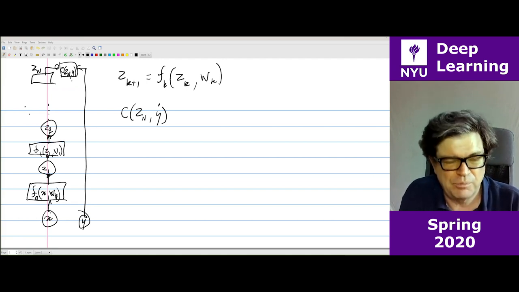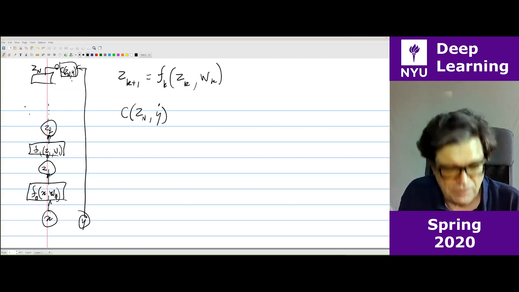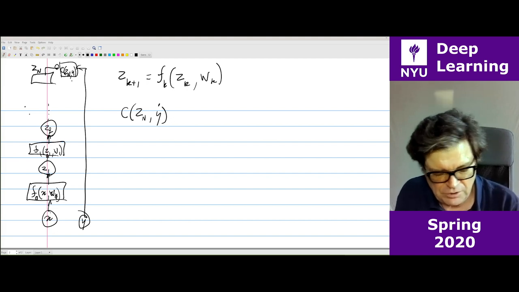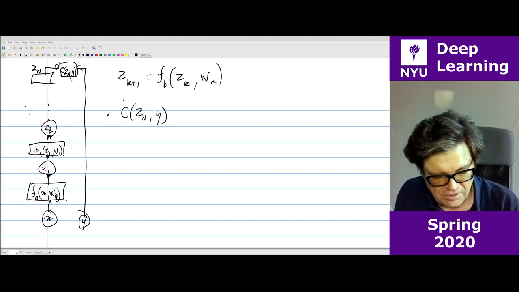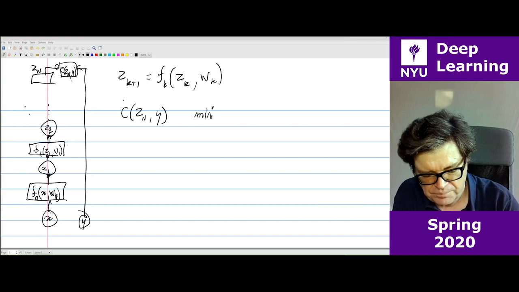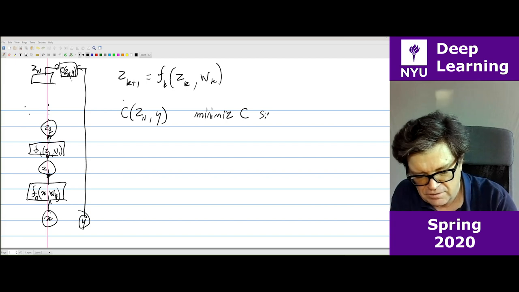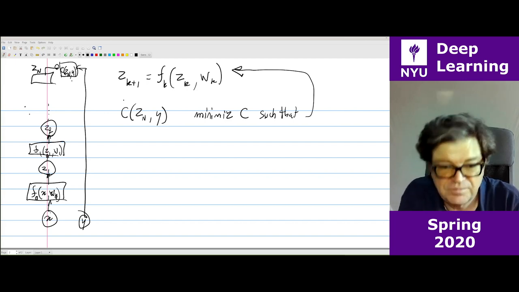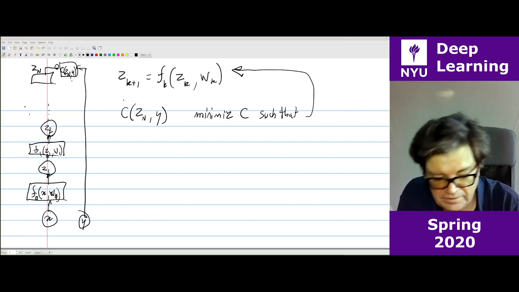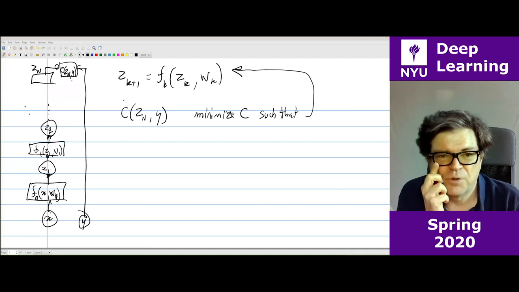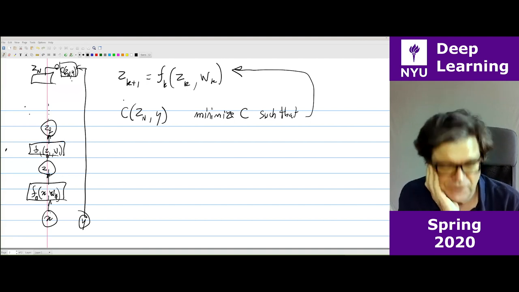You can write the entire backprop problem as a minimization of the constraint. So the statement is: minimize C such that the above constraint is verified. Okay? And when you have a minimization problem under constraint, the best thing to do is to write a Lagrangian, right?